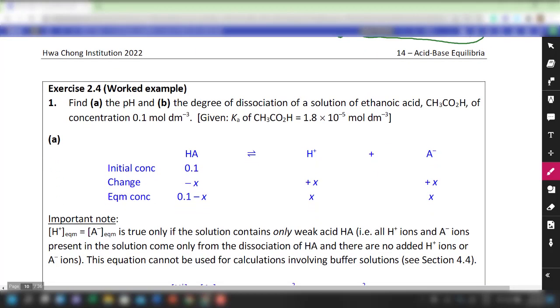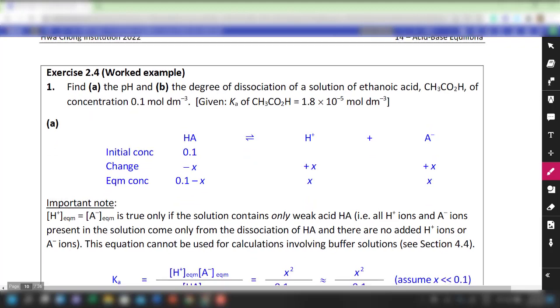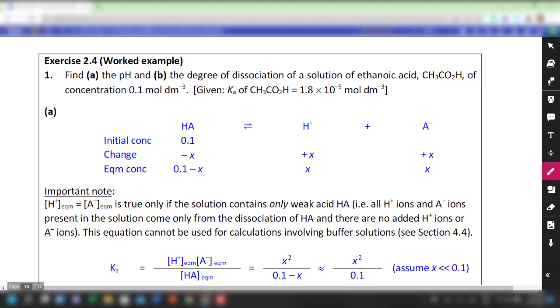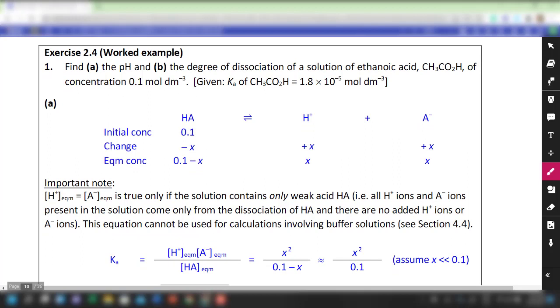Okay, so again, you have exercise 2.4 here, which is a worked example for you. Although the answer is given to you, let me just run you through.